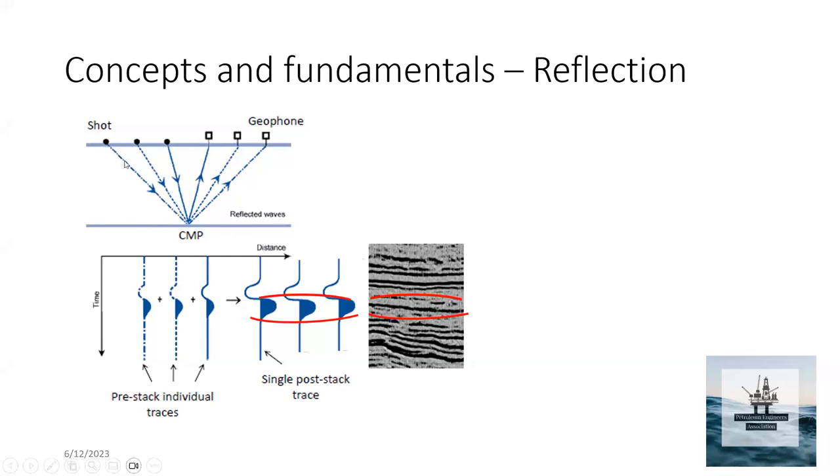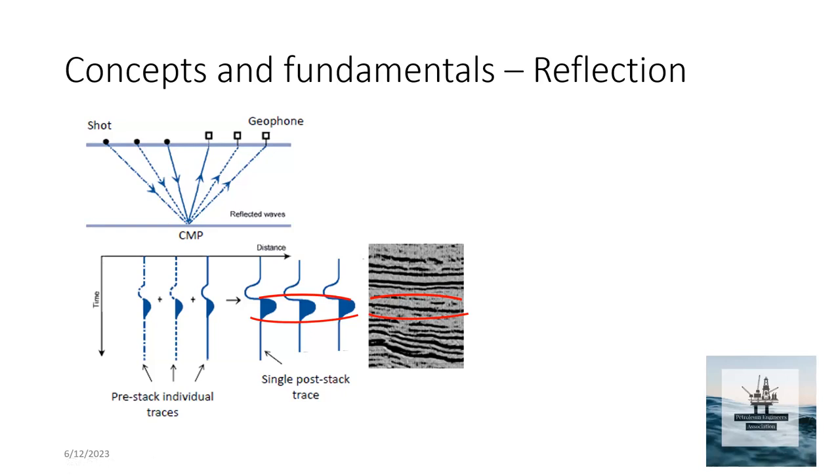Okay, this is the surface, and this is the subsurface. This is our horizon. What happens at this point? This is called the common midpoint. What is the common midpoint? It is the midpoint, the mid distance, between the shot and the receiver. It is the midpoint here. So if you extend from the horizon or the layer in the subsurface to the surface, it will be exactly the same distance from here to here.